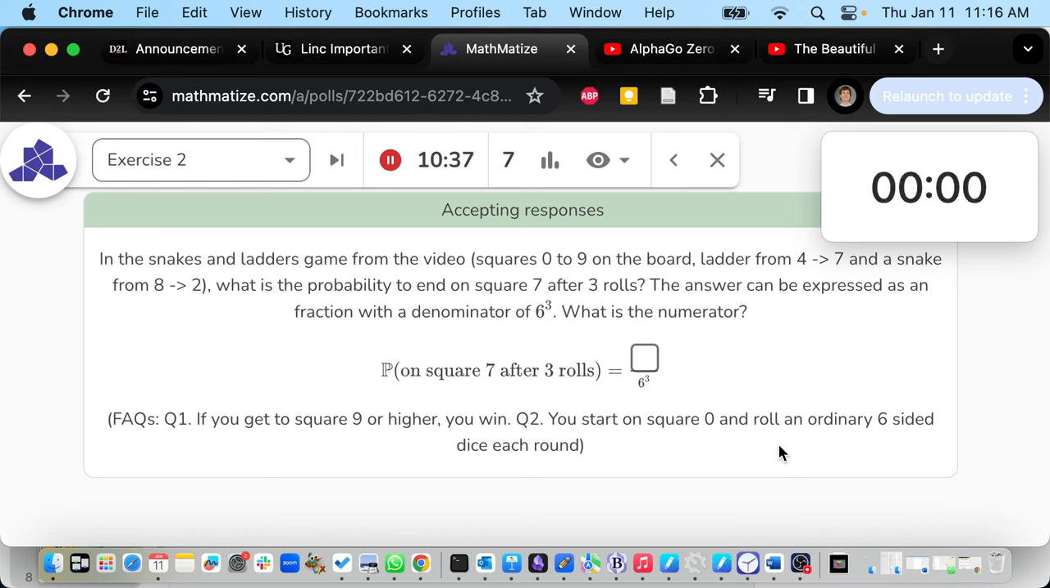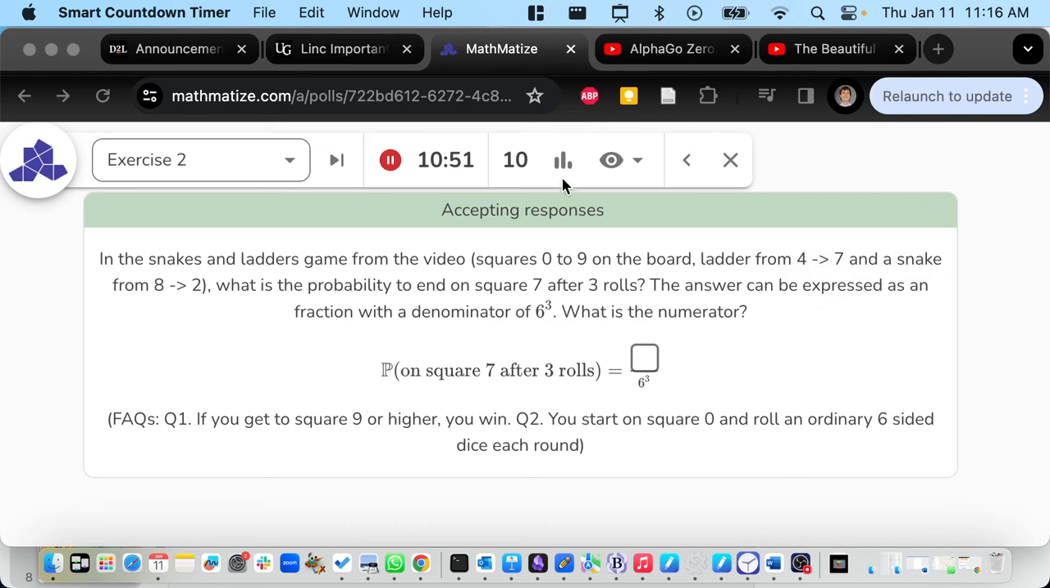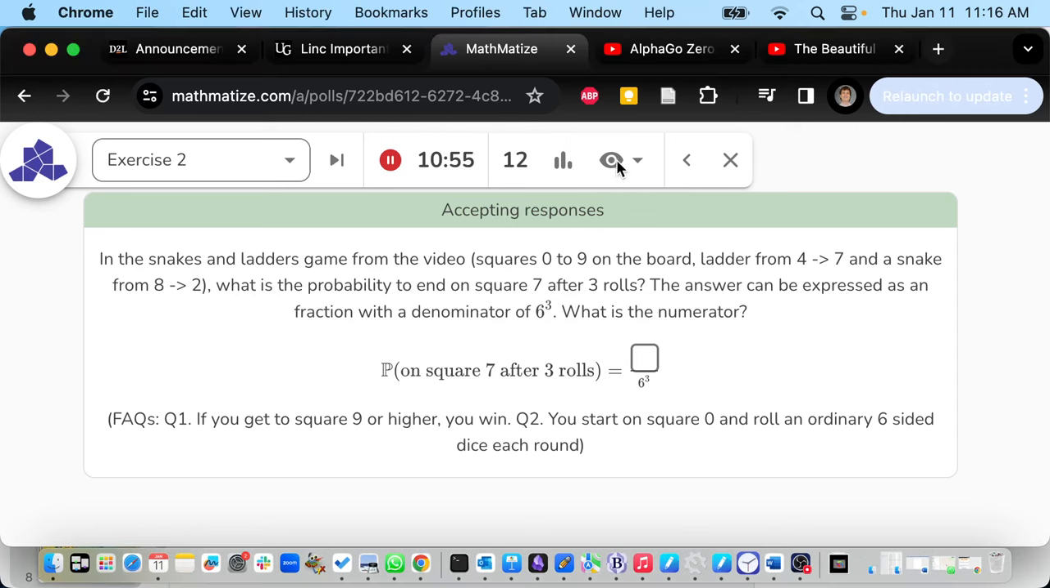Yeah. So put in your guess, even if you're not done, and then I'll start writing down rolls that lead to 7, which I think some people calculated. Okay. So I have 9 people so far. 10 people. Maybe I'll stop this when I get to 12. Okay. There we go. I'm stopping it.